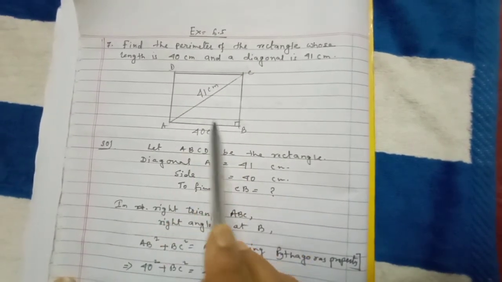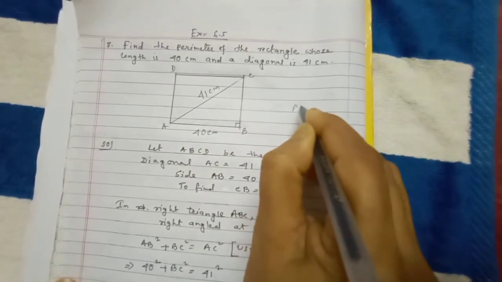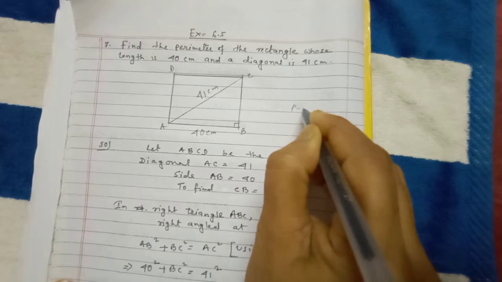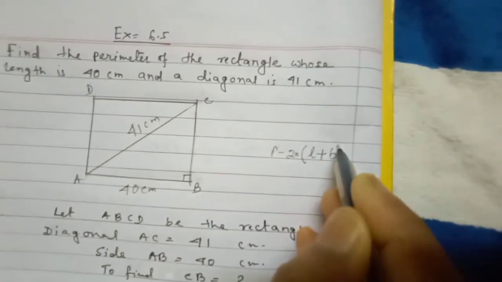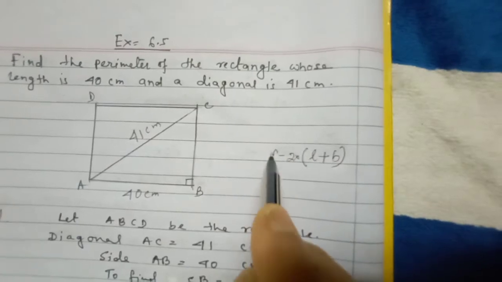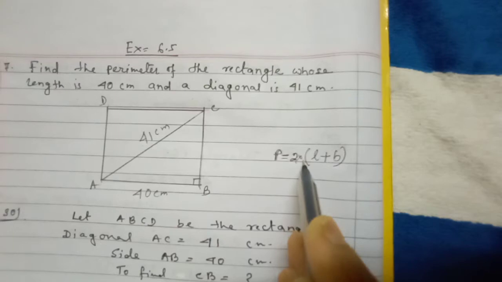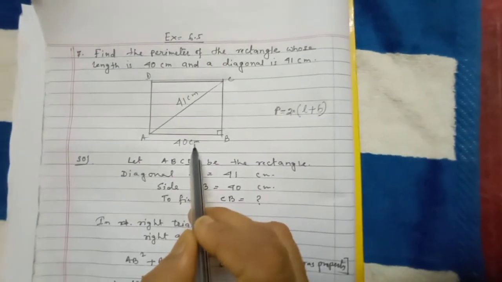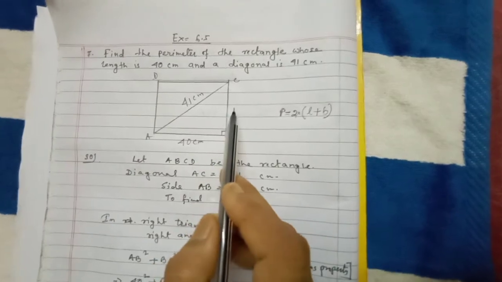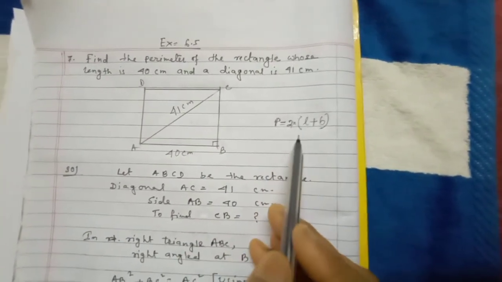You know that to find the perimeter of a rectangle, the formula is P is equal to 2 into length plus breadth. Perimeter of a rectangle is equal to 2 into length plus breadth. So one length is given. We have to find out the breadth of the rectangle. Otherwise, how can we find out the perimeter of the rectangle?